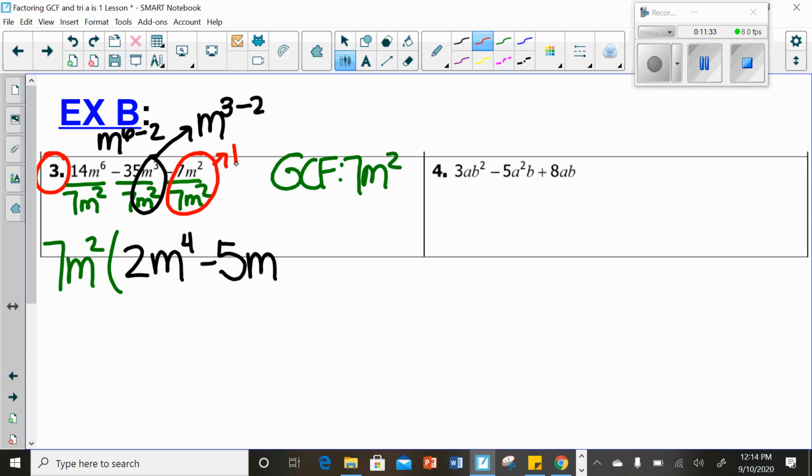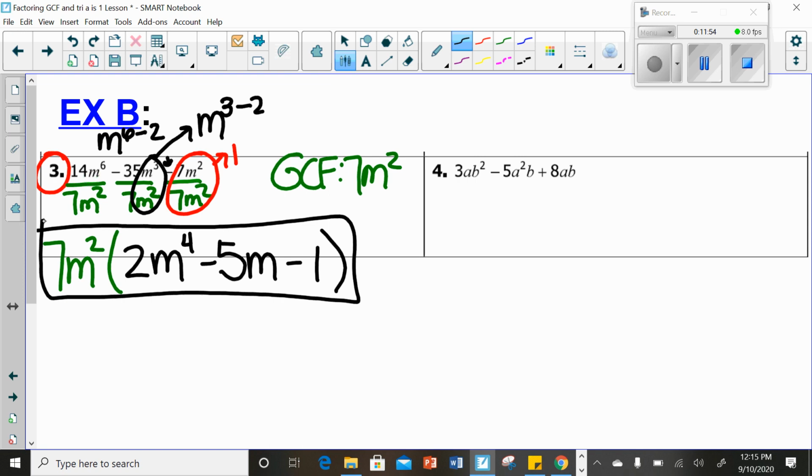And a lot of people would want to just leave this off. But that is still a part of our problem. That 1 still needs to be there, because we don't want to lose that whole term. It's not a 0, it's a 1. So remember, we have our subtraction right here. So it's going to become a minus 1. Okay? There's your answer for that one.